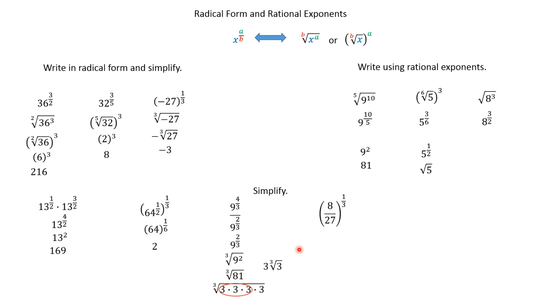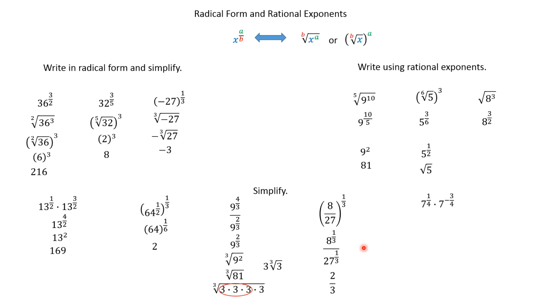8 over 27 to the 1/3. Well, just like on the other page when we were simplifying roots, we can do the top and the bottom completely separately. So we can go 8 to the 1/3 over 27 to the 1/3. That's going to be the cube root of 8 over the cube root of 27. What times itself 3 times equals 8? Oh, 2 cubed equals 8. And what times itself 3 times equals 27? Oh, the cube root of 27 is 3. See how these same numbers keep popping up over and over and over again? Anyway, this one is 2 over 3.